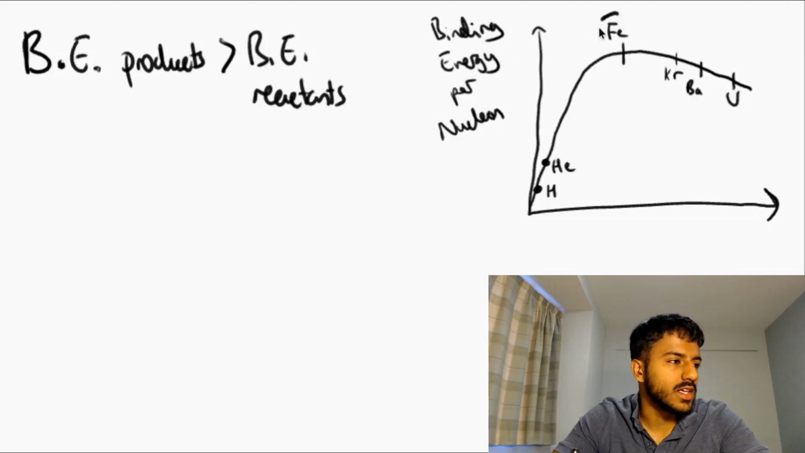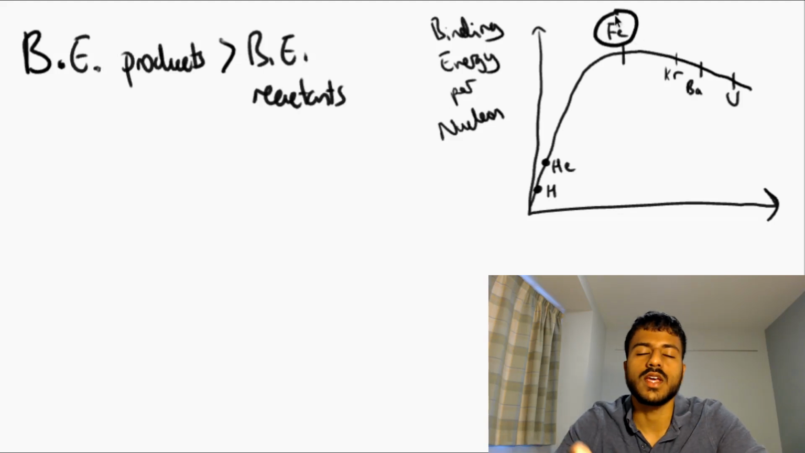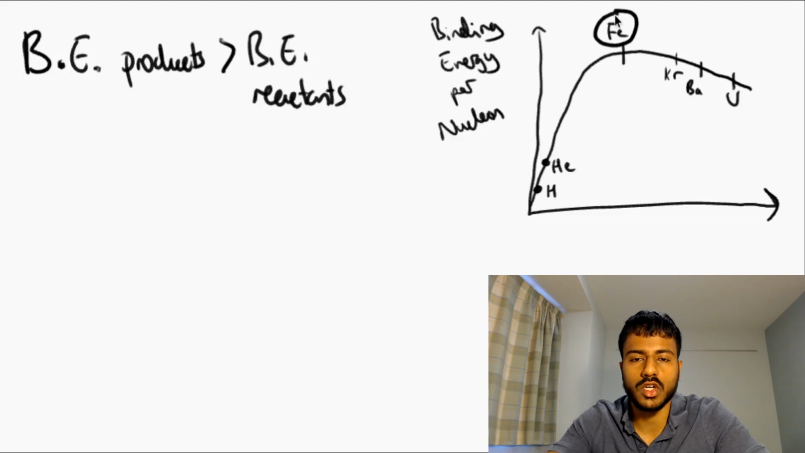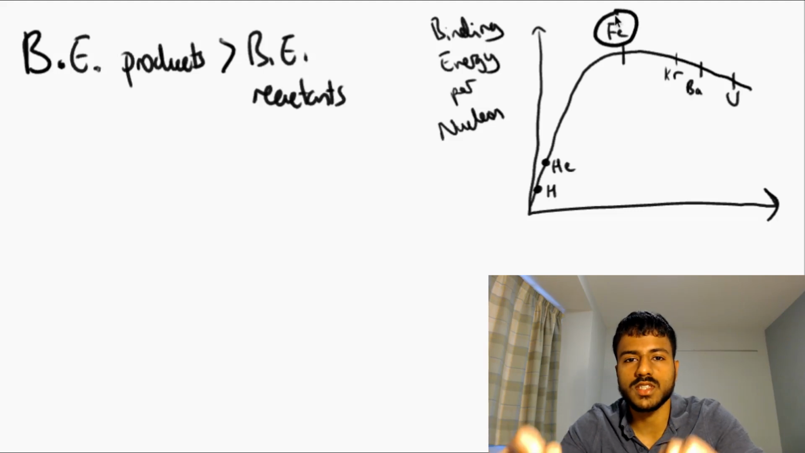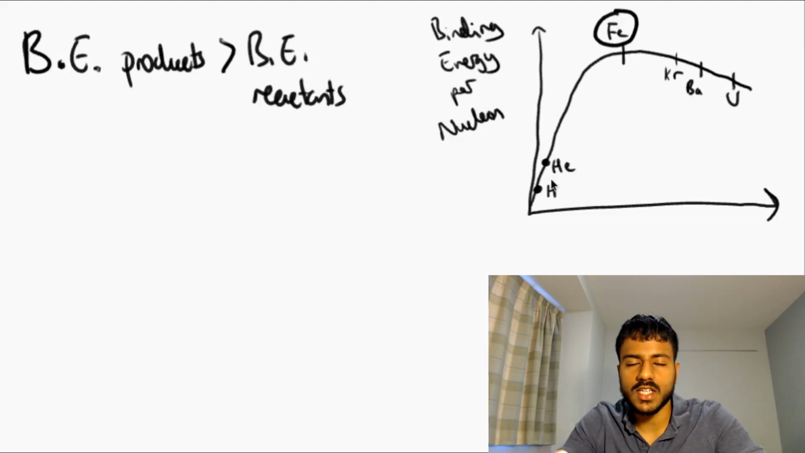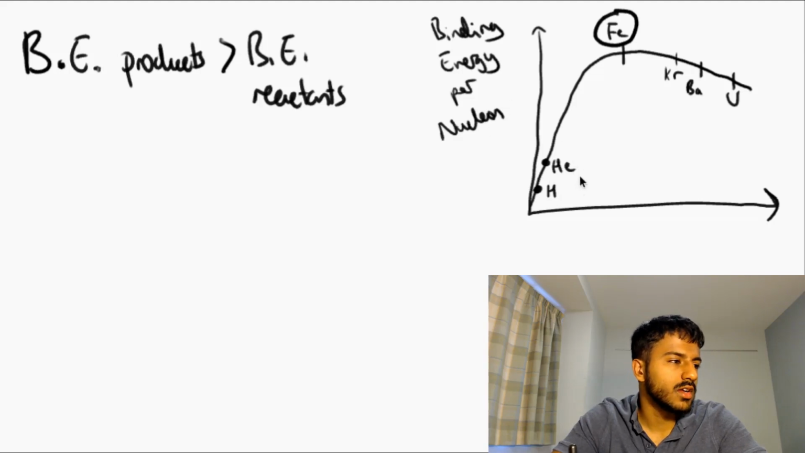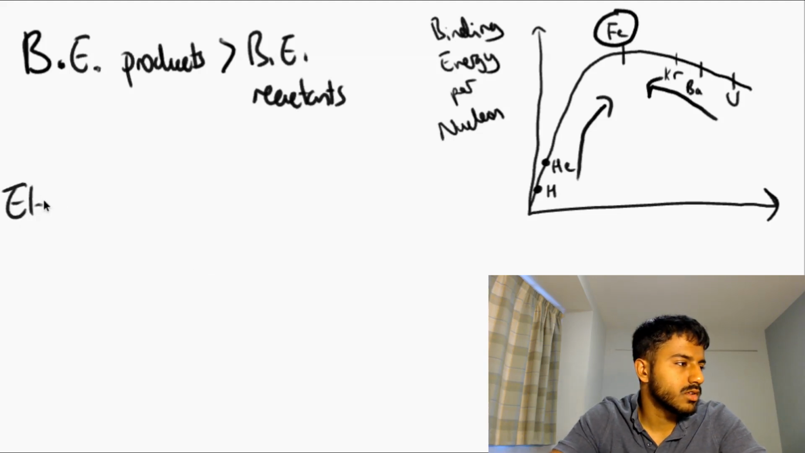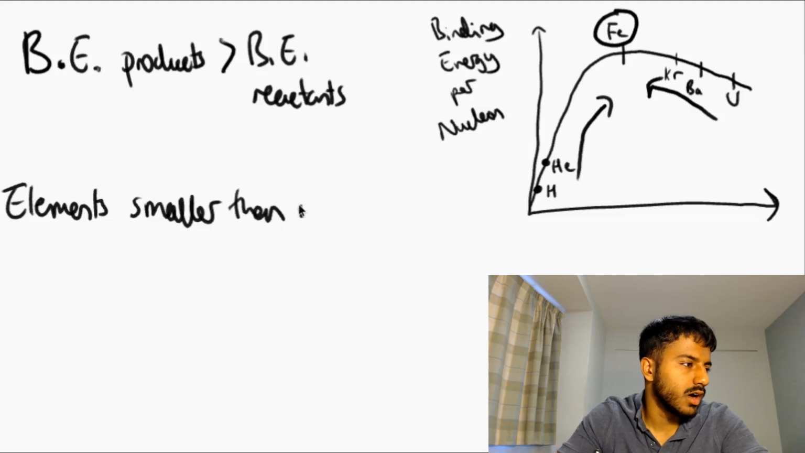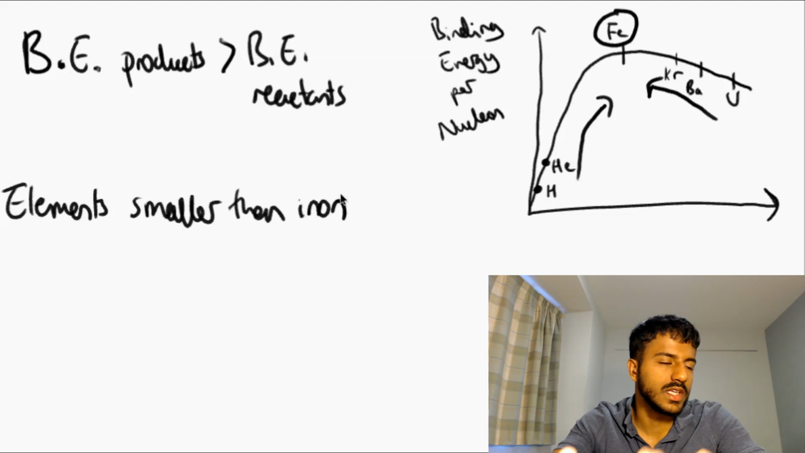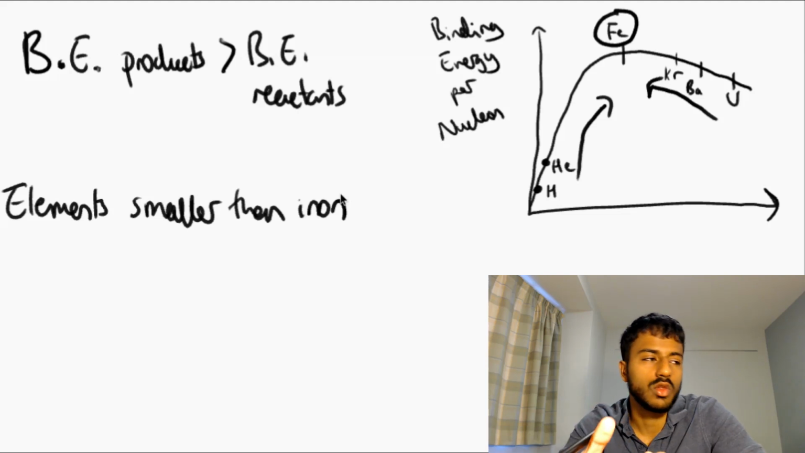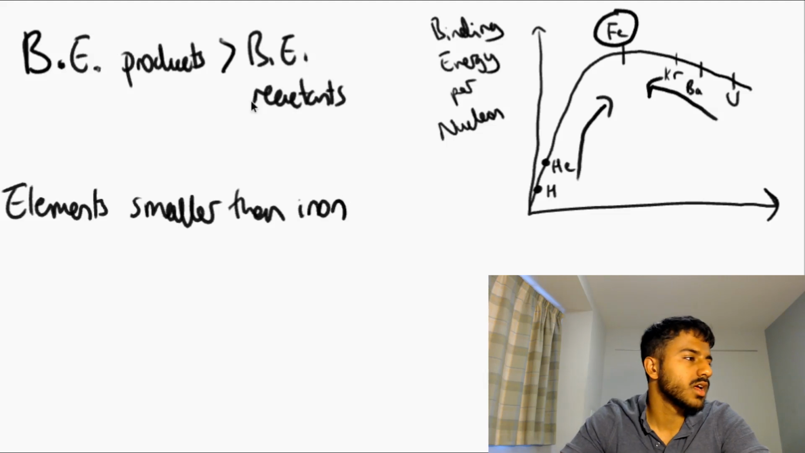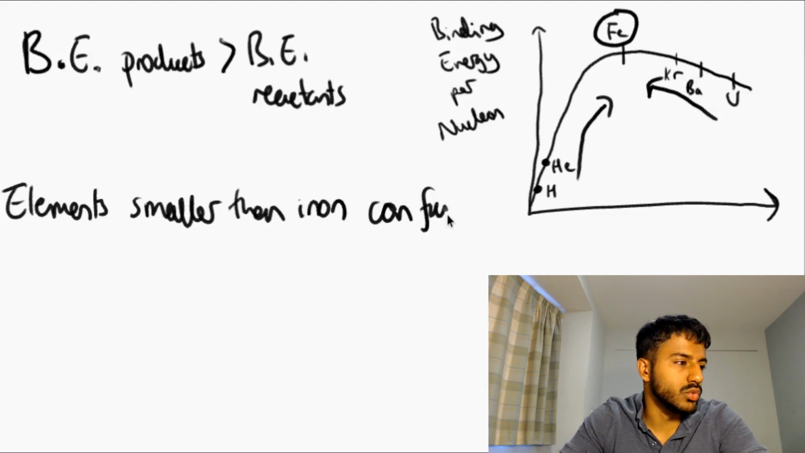Now you can see that iron here is sitting at the top. It has the greatest binding energy per nucleon of any element, which means that iron is technically the most stable element. Now you can see that the binding energy of elements on either side of iron increase as you get towards it. Now this means that elements smaller than iron, these are elements that are on the left hand side of the graph or the left hand side of iron, these elements can fuse.